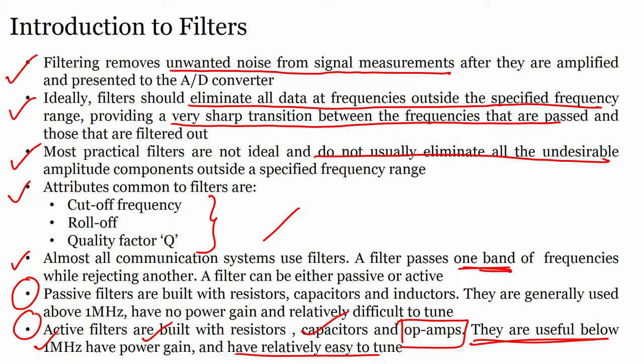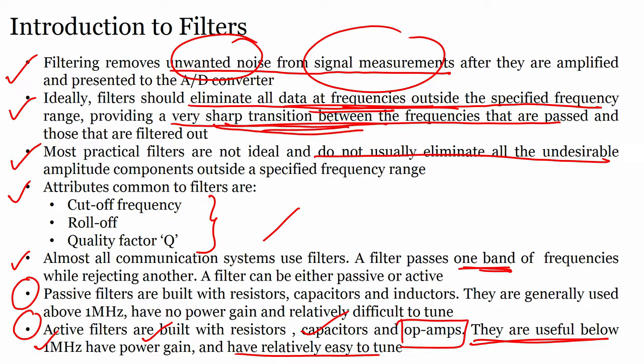So, that means that when you are given a choice of using active or passive filters, try to use active filters. That should be the goal. So, quickly let us again see this screen and recall what filters are. First, filters are circuits which are used for removing unwanted noise from signal measurement. Second, filters should eliminate all data outside the specified frequency, providing a sharp transition.